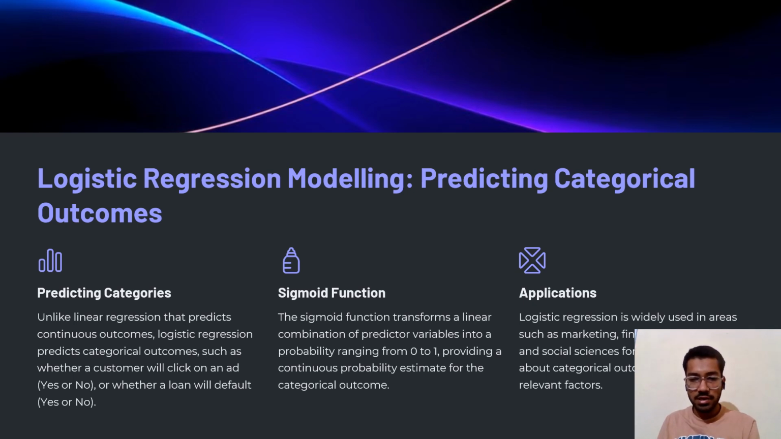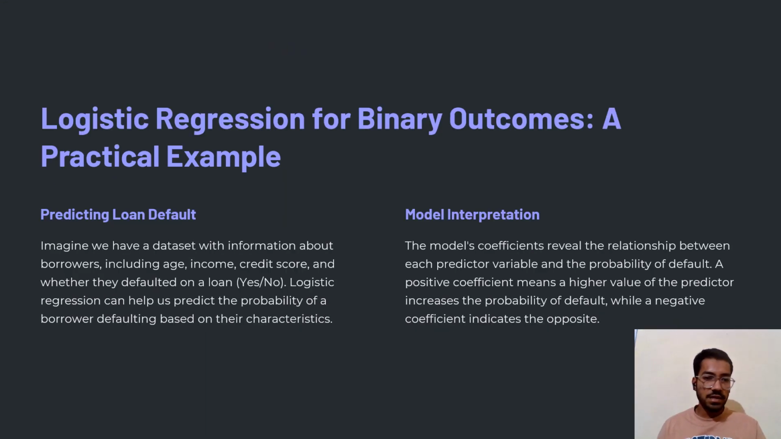Applications. Logistic regression is widely used in areas such as marketing, finance, healthcare, and social sciences for making predictions about categorical outcomes based on relevant factors. Logistic regression for binary outcomes. A practical example. Predicting loan default.